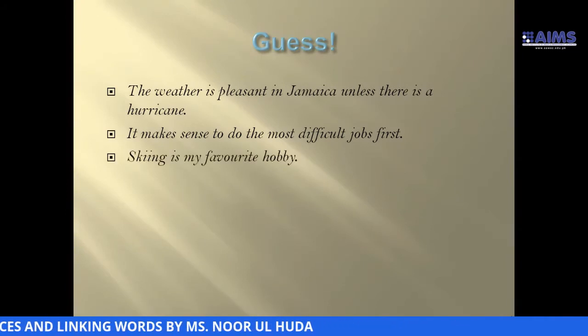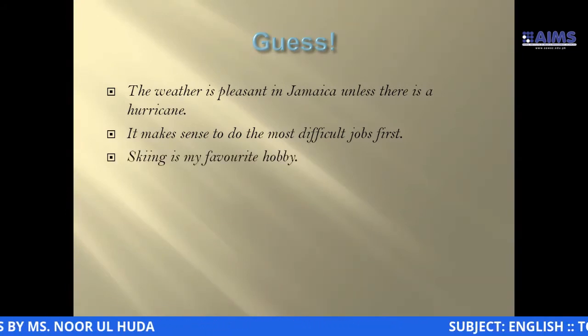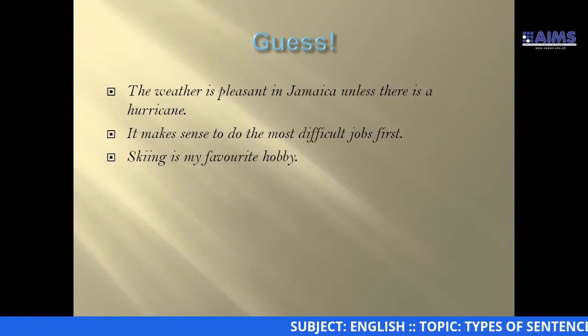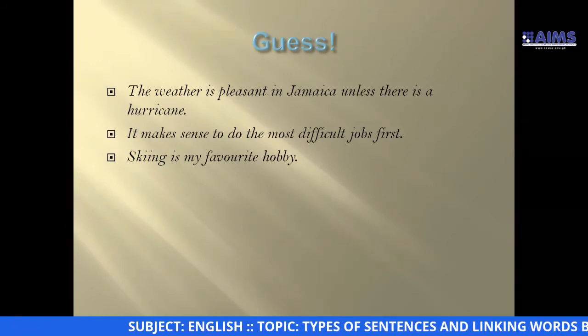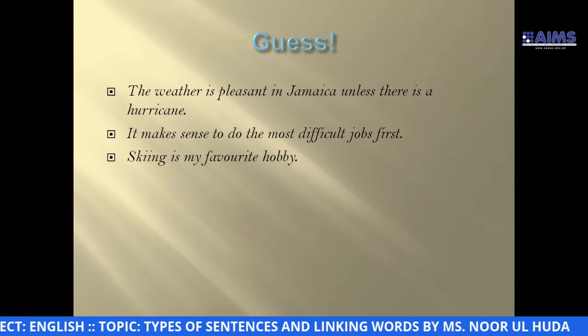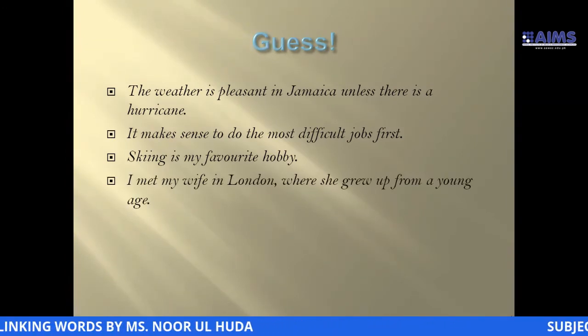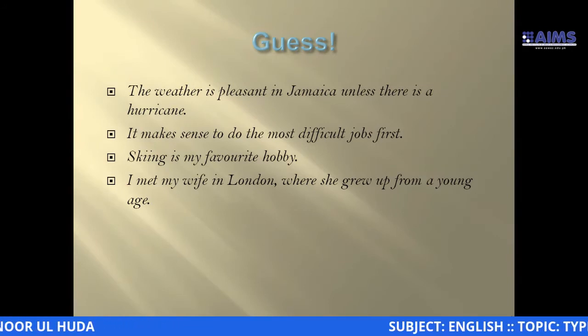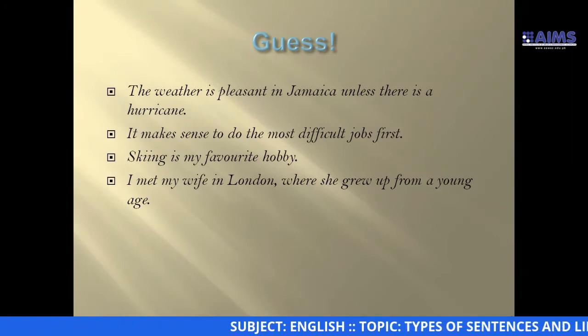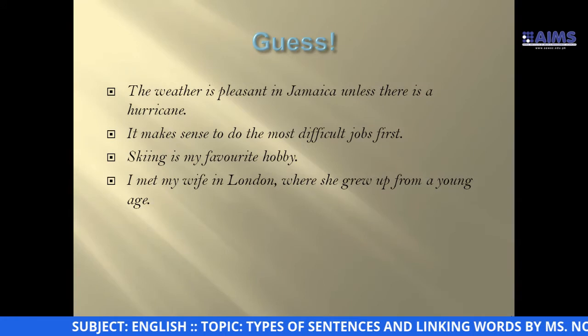Okay, another one: skiing is my favorite hobby. Now, skiing is my favorite hobby is a simple sentence. Very simple. I met my wife in London where she grew up from a young age. Now, what type of sentence is it?